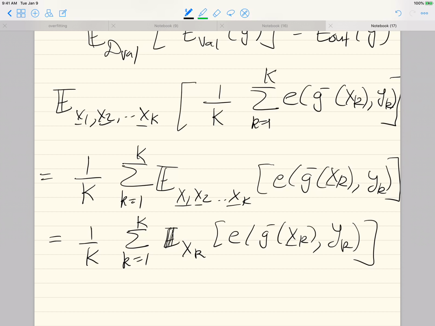Now, any idea what this quantity is? The expected value of e(g minus of x_k and y_k) with respect to x_k. It is E_out, right? Again, that's a definition. Because g minus is selected from the training set, it's independent of all the data points in the validation set. This is like you get a random x_k, you compute the loss of that point, you take the expectation with respect to x_k. This is precisely the definition of E_out of g minus.